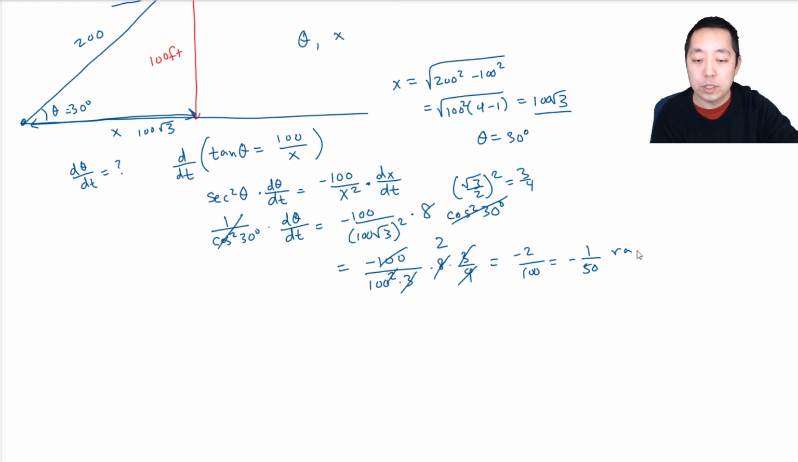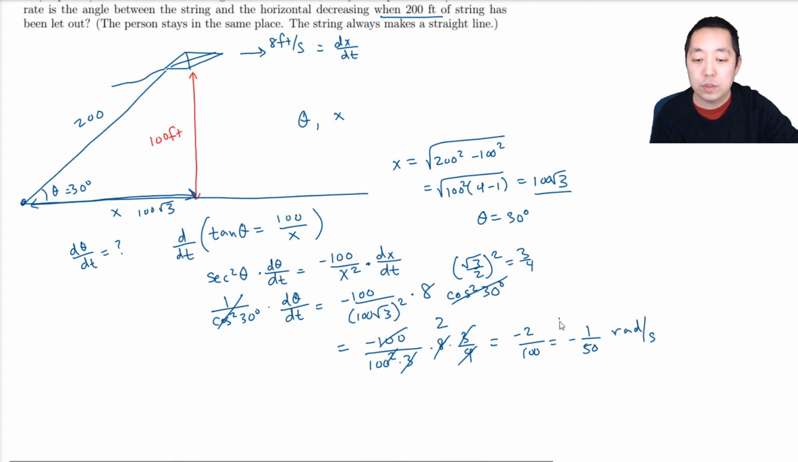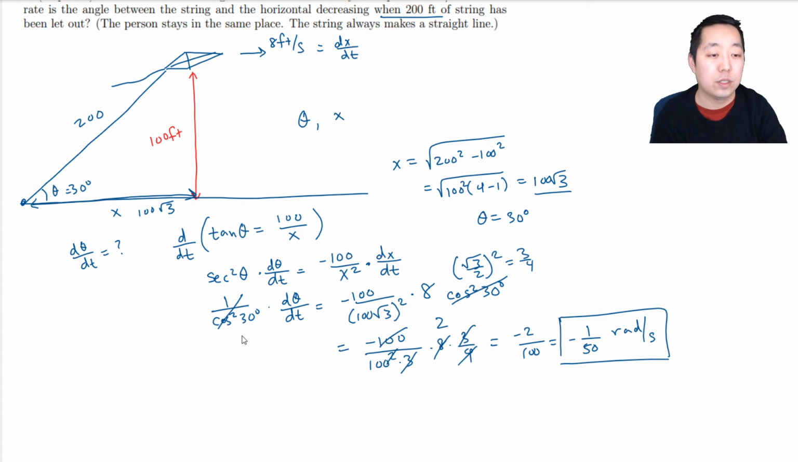And then this unit is radians per second. Yeah, radians, because the angles are always radians when we're doing these derivative rules. That's assuming radians, so that is only true for radians.